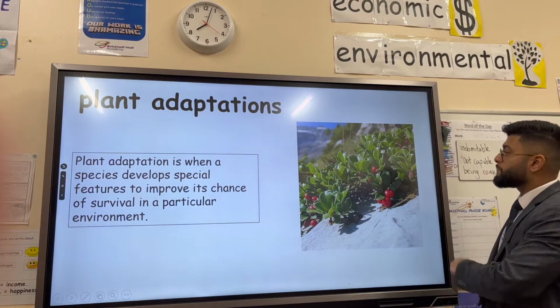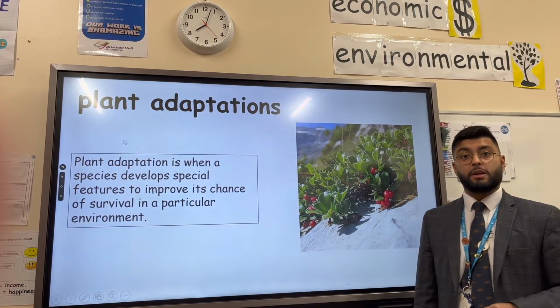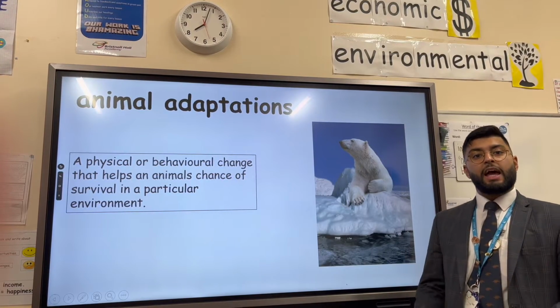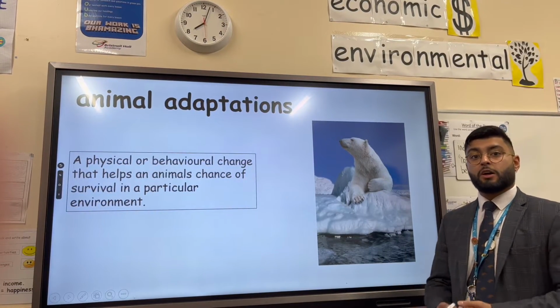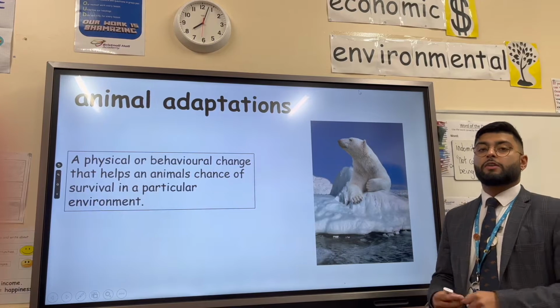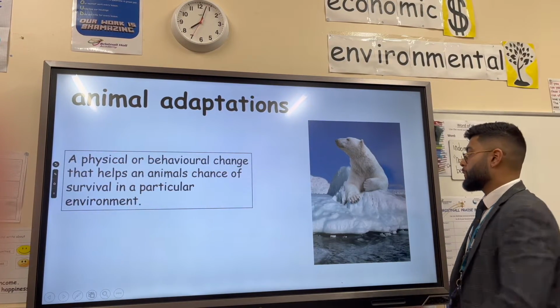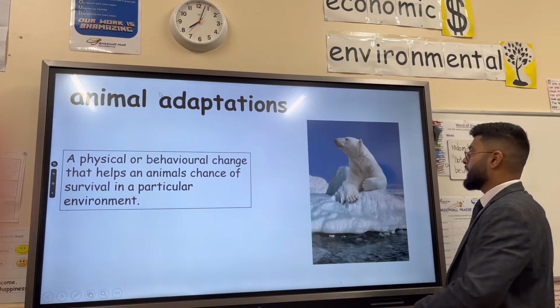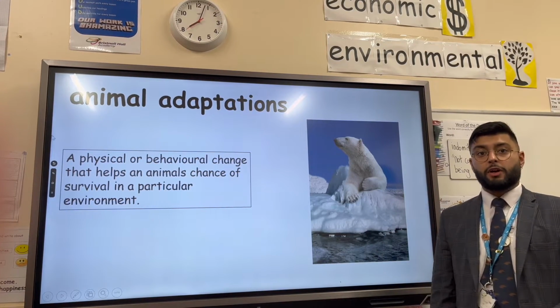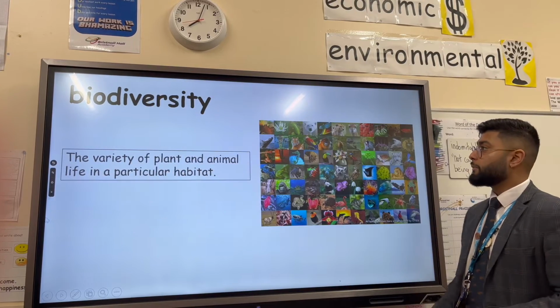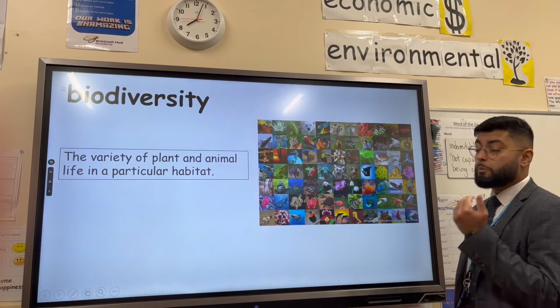So for example, this bearberry has waxy leaves to retain moisture because it doesn't rain much. Animal adaptation, so again, adaptations are changes in either behaviour or body so that an animal can survive better in its environment. Great example here, the polar bear. It's got a double layer of thick fur to survive those really cold temperatures, extremely cold temperatures in the polar biome.